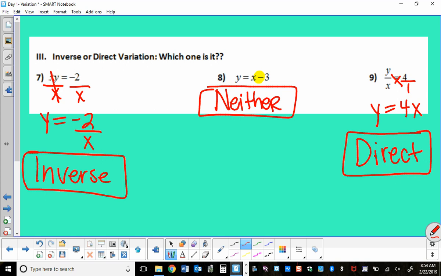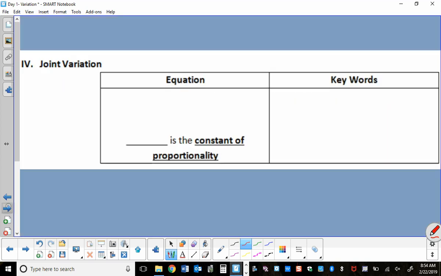Okay, we're going to skip the part that says let's reflect. We're not going to reflect today. This is our last variation.